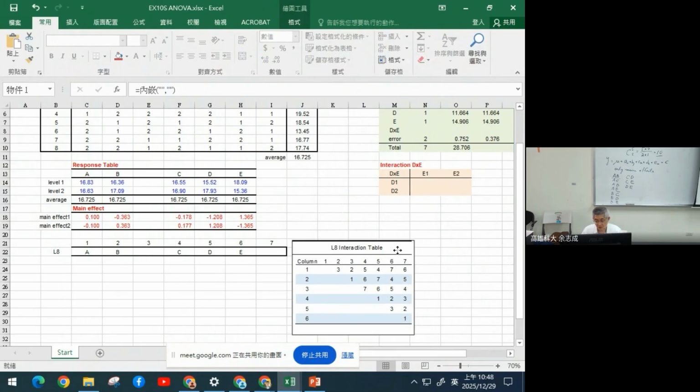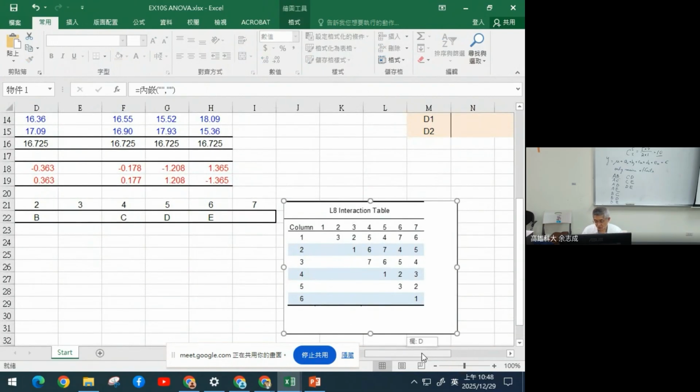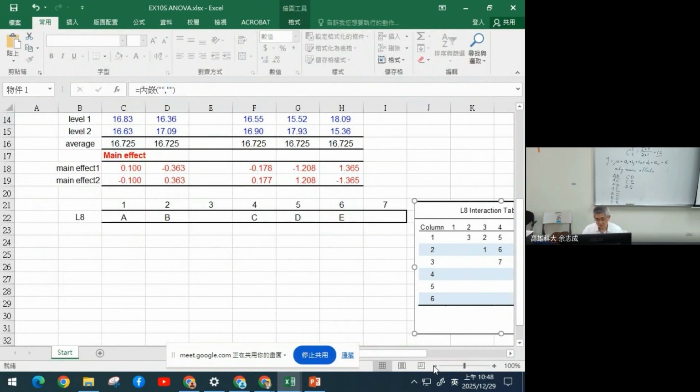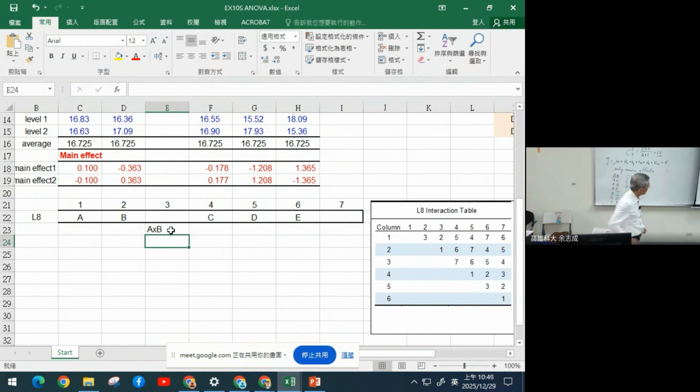And you can look at your class note. So we need to find out the confounding structure. Where is AB? Column 1, column 2. The interaction of column 1 and 2 will happen in column 3 here. So you will see AB will confound with column 3.